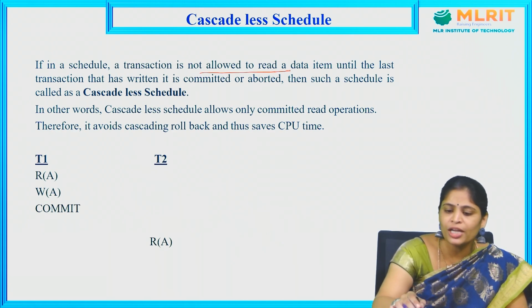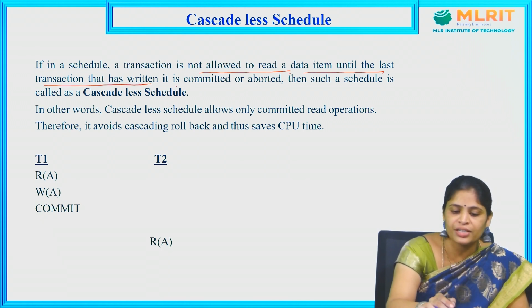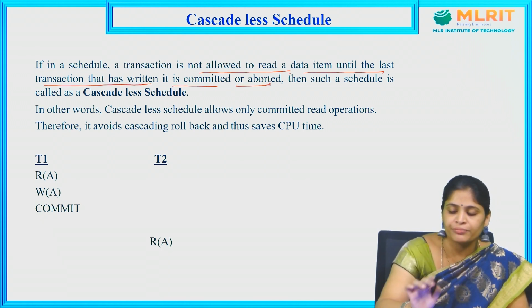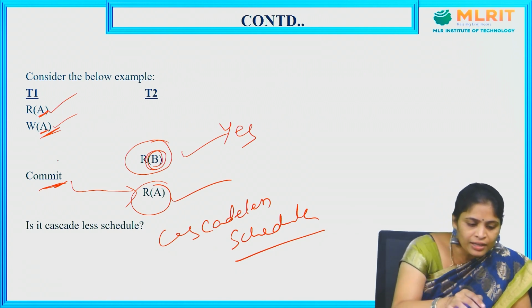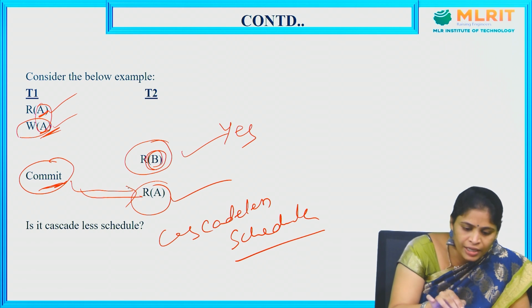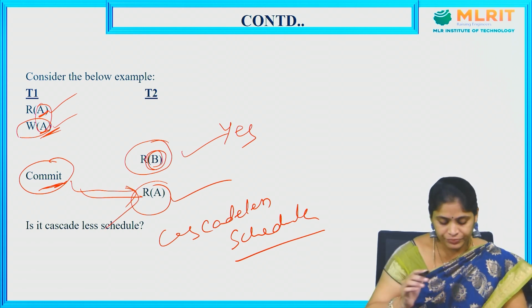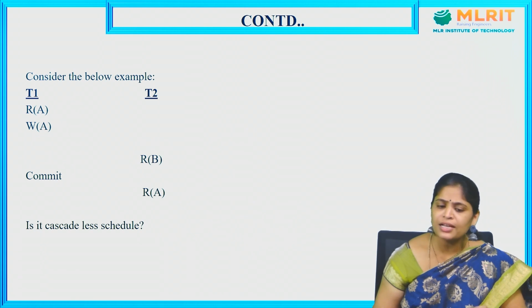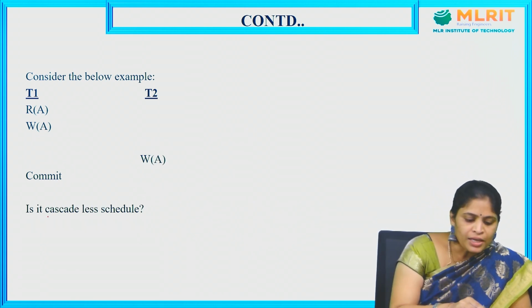It is a schedule which is not allowed to read a data item until the last transaction that has written it is committed or aborted. That is what a cascadeless schedule is. So until the last data item is written and committed, T2 will not read that data item. Let us consider one more example. Two other examples are there.